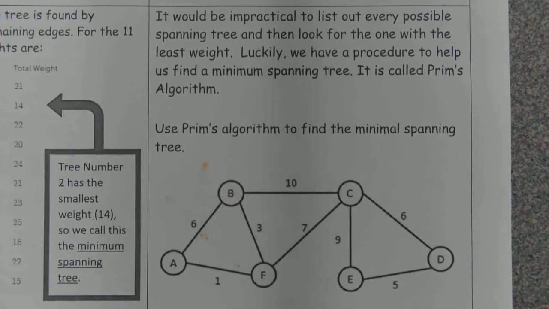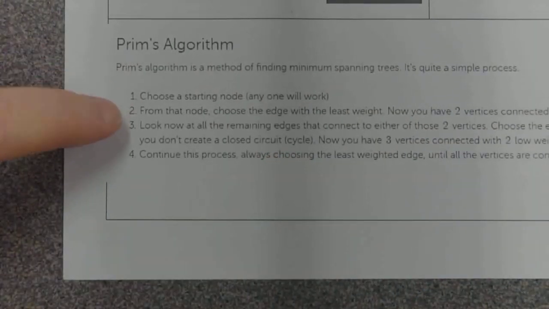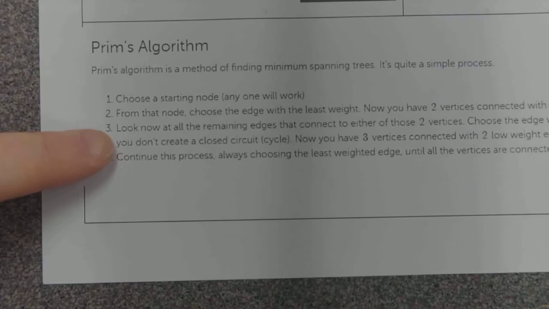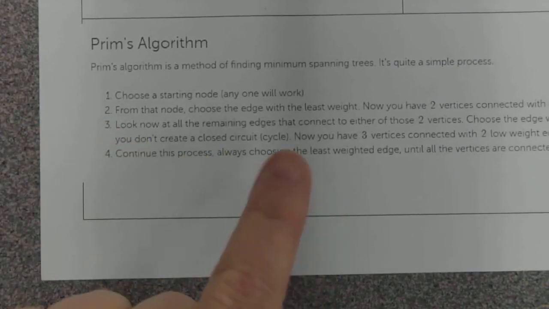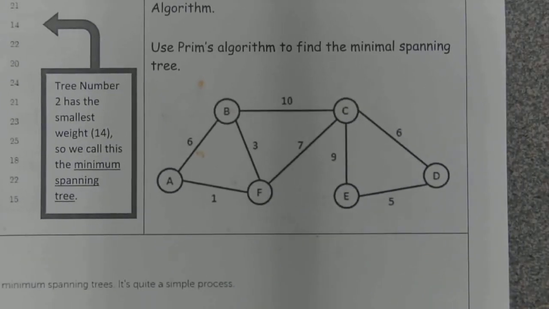So what we're going to do is use a rule that's called Prim's algorithm. Prim's algorithm says this: choose a starting node, anyone will work. From that node, choose the edge with the least weight. Now you have two vertices that are connected. Look at the remaining edges connected to either of those vertices and choose the one with the least weight, and then you just keep continuing with that theory until you've used all the vertices. So let me show you what I'm talking about here.